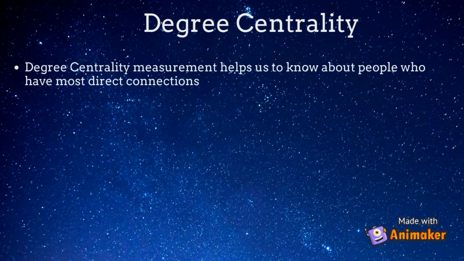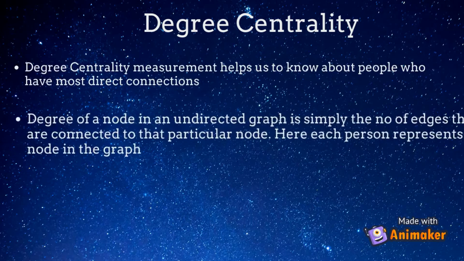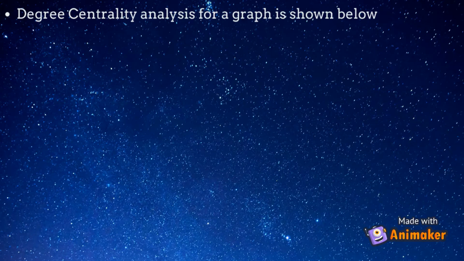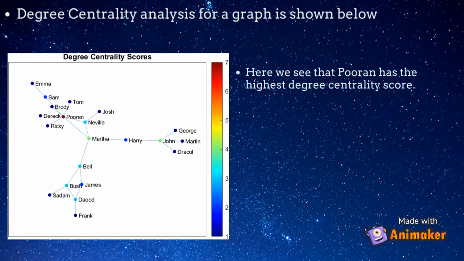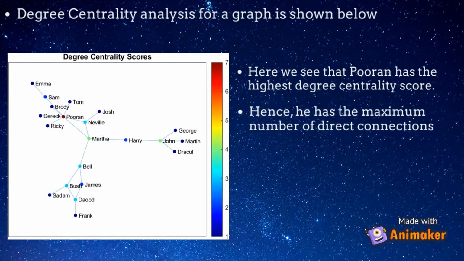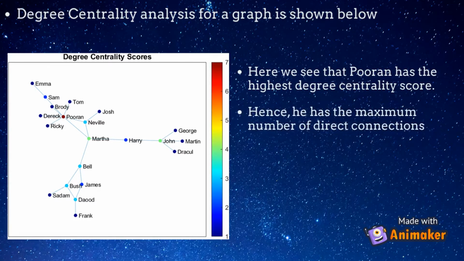Degree centrality measurement helps us to know about people who have the most direct connections. Degree of a node in an undirected graph is simply the number of edges that are connected to that particular node. Here each person represents a node in the graph. Degree centrality analysis for a graph is shown below. Here we see that Poron has the highest degree centrality score. Hence, he has the maximum number of direct connections.